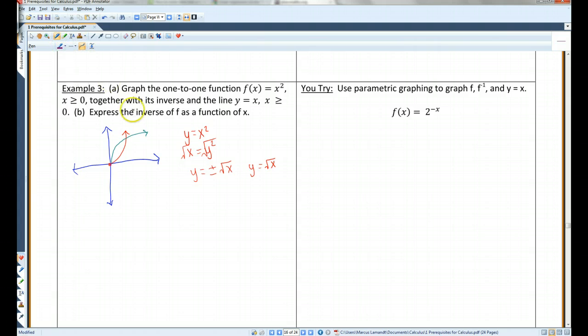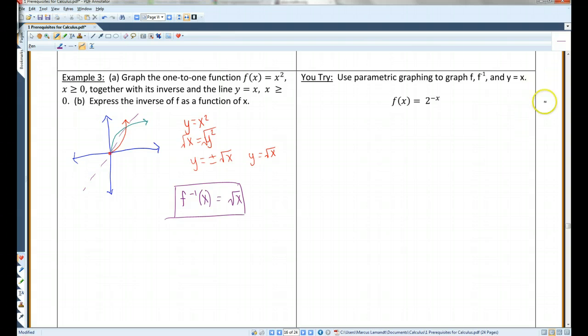Now, if I graph the line y equals x, the line y equals x looks like this. And what you're meant to see is that if you graph the inverse correctly, it should be symmetrical across that diagonal line. So you guys see how this and this are symmetrical of each other. Okay? That's good. That's what it's supposed to be. Alright? Okay, express the inverse of f as a function of x. I'll do that down here. Inverse f of x equals root x. There we go.